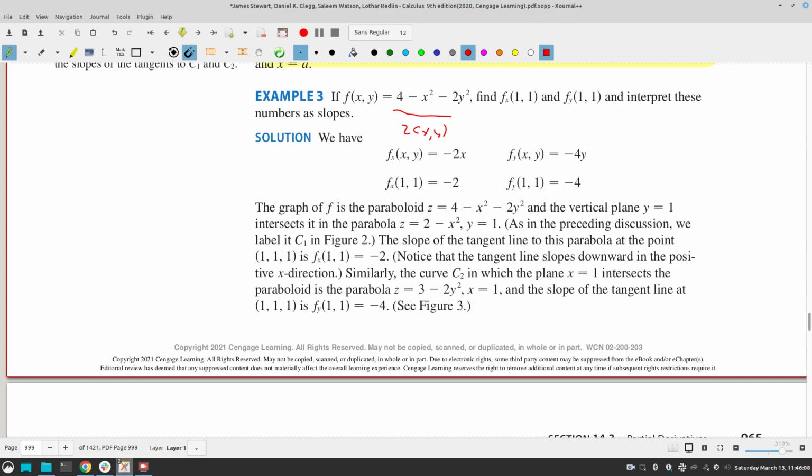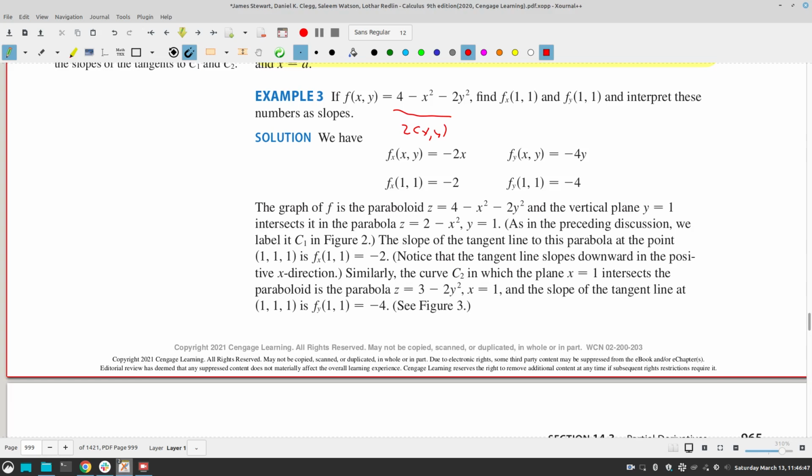First we find f sub x of x, y, which is setting y to be constant and taking the derivative with respect to x. The 4 is constant, so it becomes 0. Negative x squared becomes negative 2x, and negative 2y squared becomes 0. Setting x equals 1, y equals 1, you get minus 2. And f sub y is negative 4y. Setting the point to (1, 1), you get negative 4.